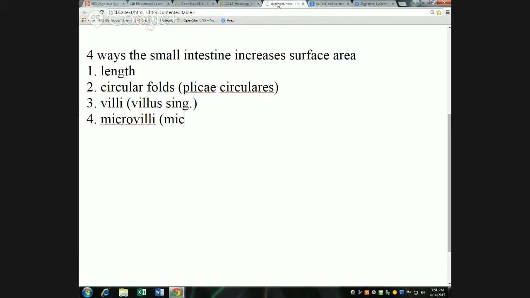Again, microvillus would be the singular version of that. Now, I often try to kind of estimate the number of changes that we'd see here, but across these four different levels of increasing surface area, we'd actually see probably many orders of magnitude change.